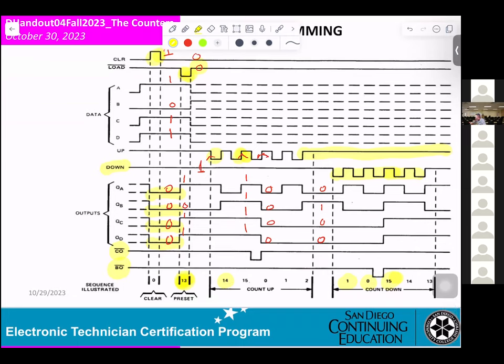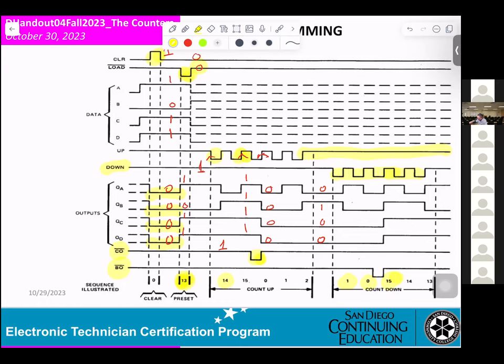First thing we're talking about is CO, carry out. Normally they are high. When they go low, that means they will be telling you that when you get the output 1111, the counter has gone up to 15.